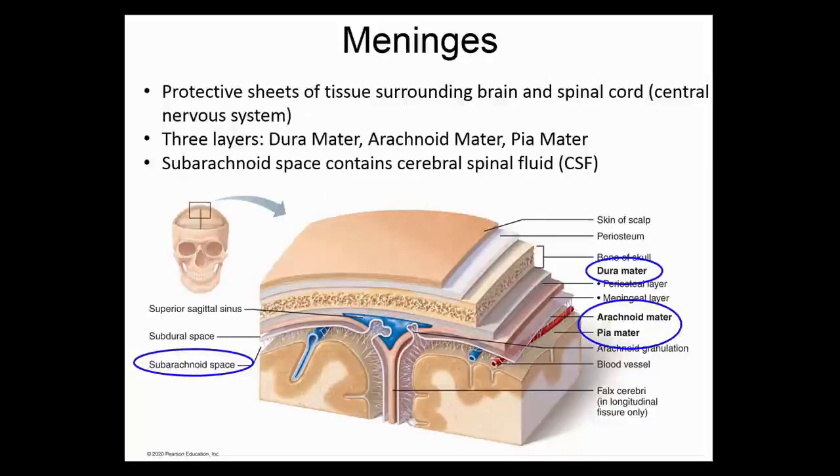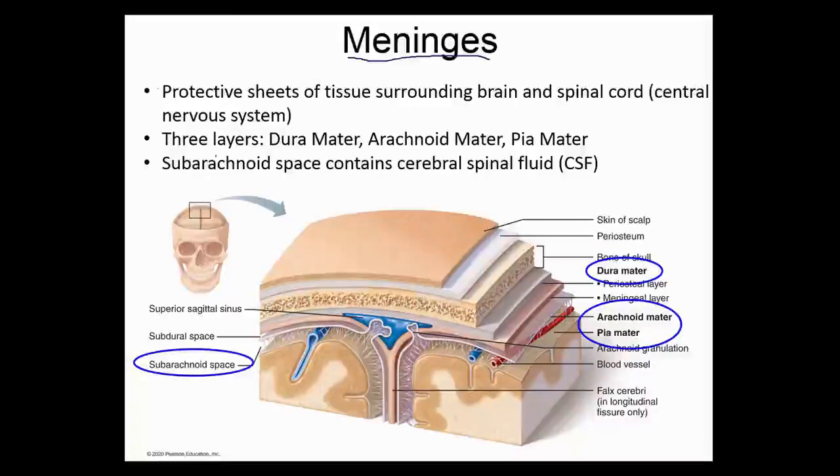Okay, so now that we've looked at the four different aspects of the brain, we're going to take a different look at some of the protective mechanisms that we have to keep our brain safe, essentially. How we do that is through what are called meninges. Meninges are protective sheets of tissue that surround the brain and spinal cord. Basically, they're surrounding the central nervous system.